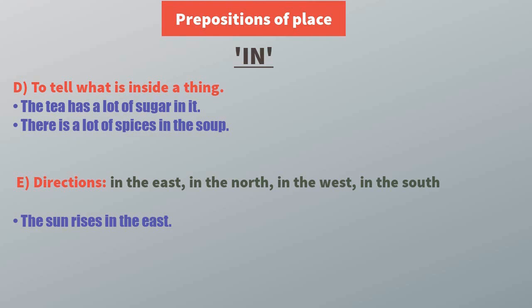Okay, that means the tea contains a lot of sugar in it. There's a lot of spice in the soup. Talking about what the soup contains. Okay? We also use in with directions, like in the east, in the west, in the north, in the south. The sun rises in the east, not on the east or at the east. Okay, so with directions also we use in.